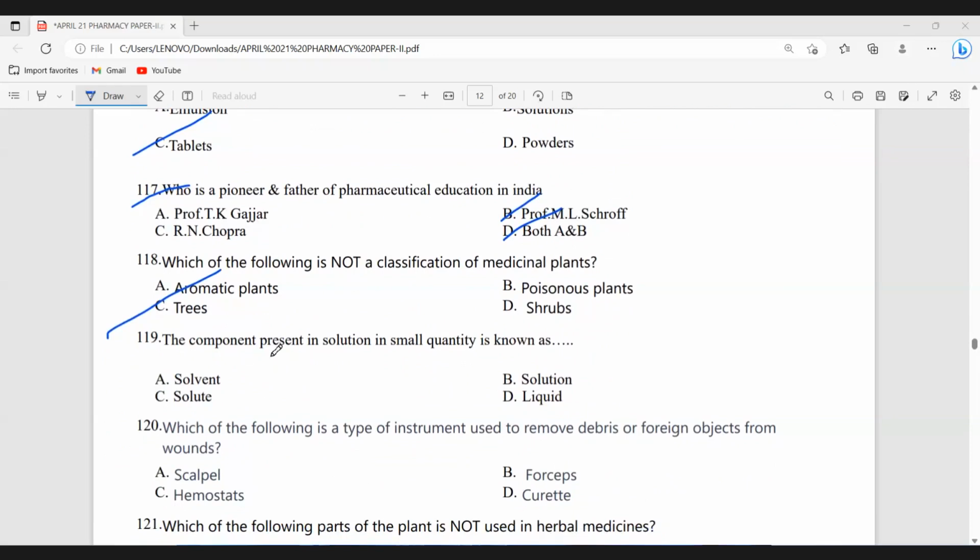Then coming on to 119. Shrubs are small to medium sized woody plants.